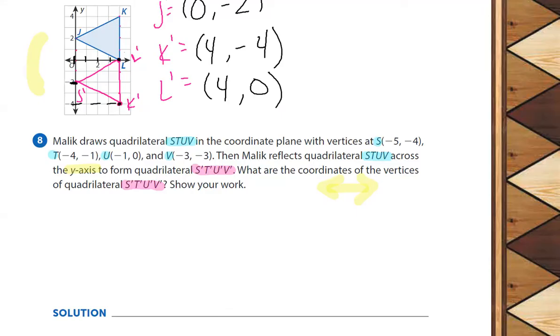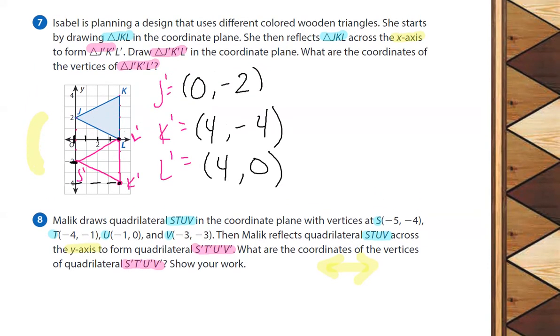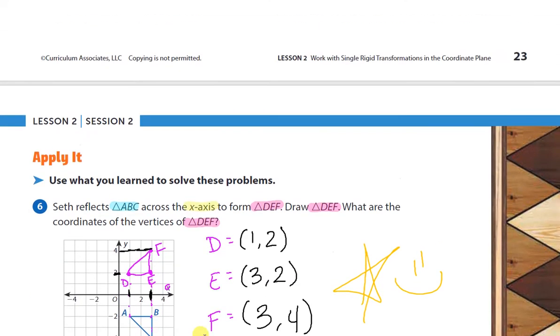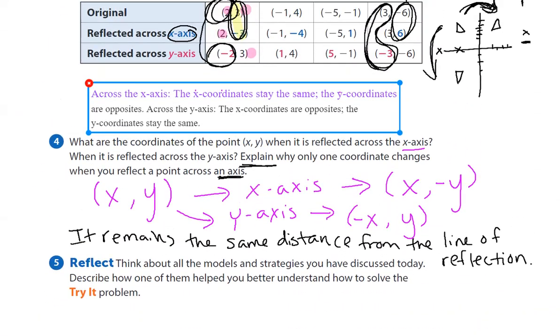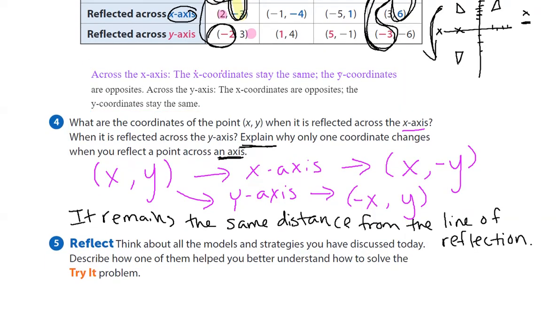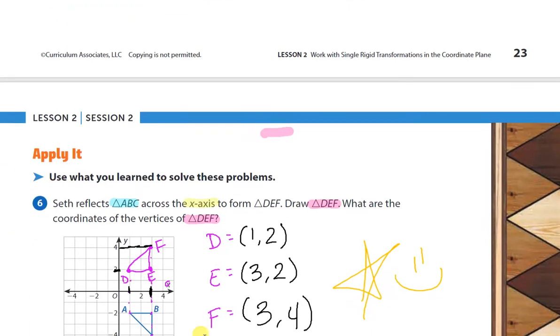So, what did we discover up here? If you forget, you can go back and look. What did we say up here? We said across the y-axis, the x-coordinates are opposites, the y-coordinates stay the same. So our y-coordinates are going to stay the same and our x's will be opposites.